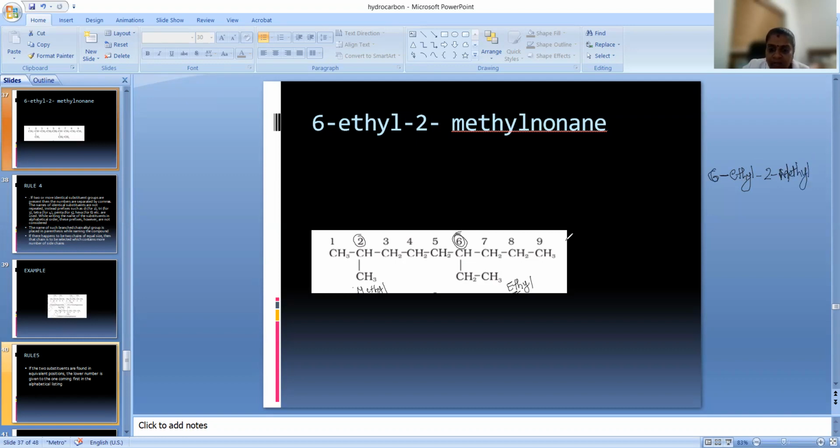And then how many carbon atoms? 9. So that is nonane. So in this way we have to name it. Okay.